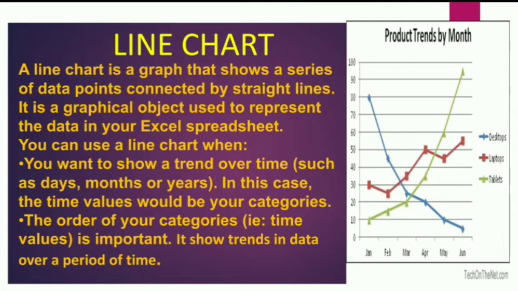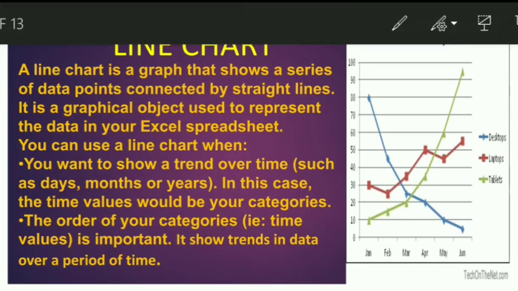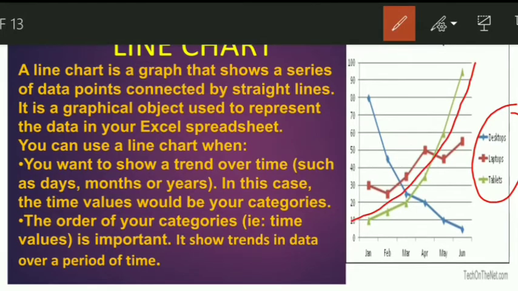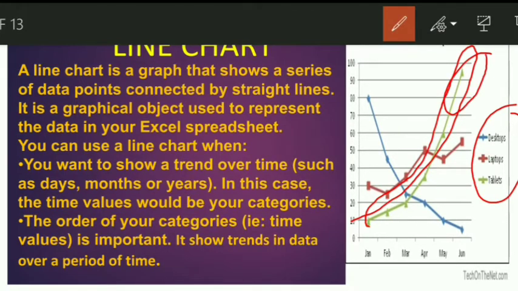Now, if you see in this chart, the blue color represents the desktops, the red color represents the laptops, and the green color represents the tablets. Now, the trend shows that the tablets are more in use. When it started, in the month of January, it was just say 10. The purchasing was very less. But you see, at the end of the month of June, it rises to say 90.